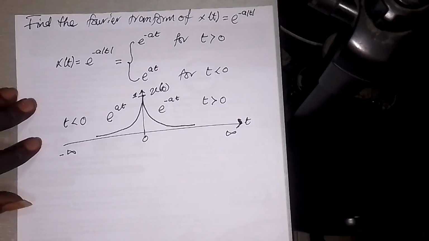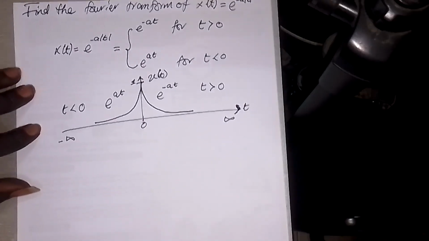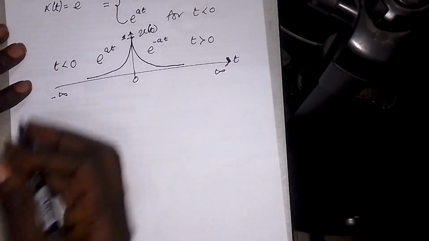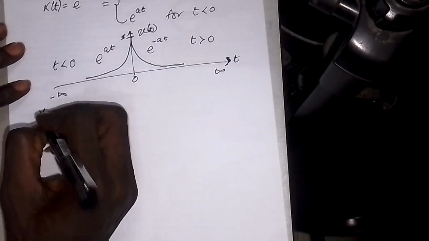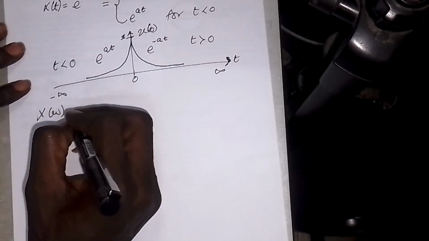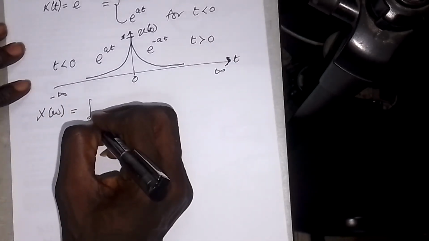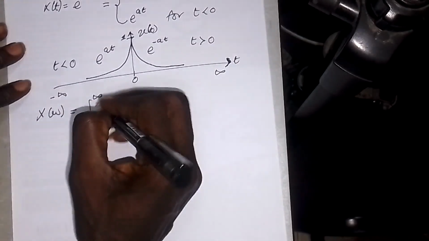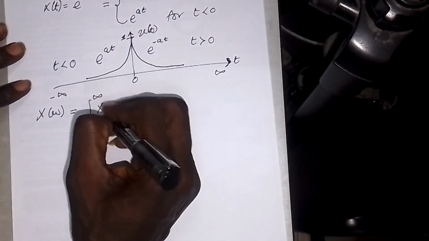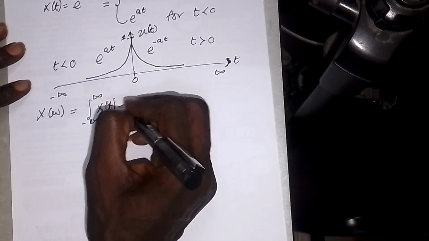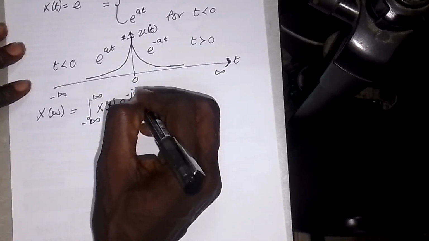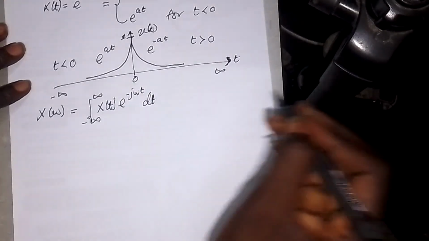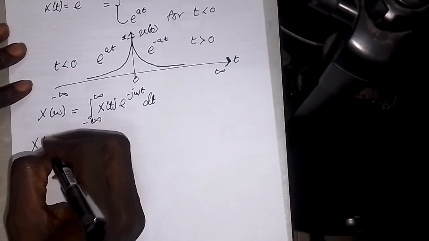So now, if we put this into the Fourier transform equation, I'll have X of omega equals the integral from minus infinity to infinity of x of t into e to the minus j omega t dt.